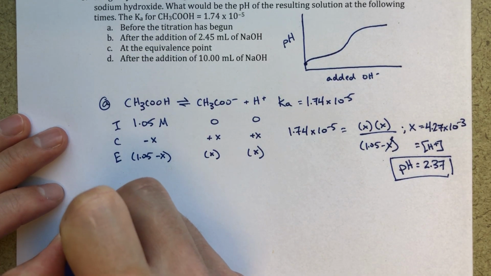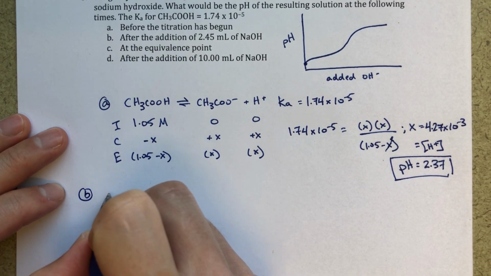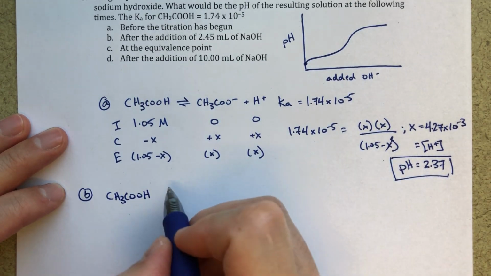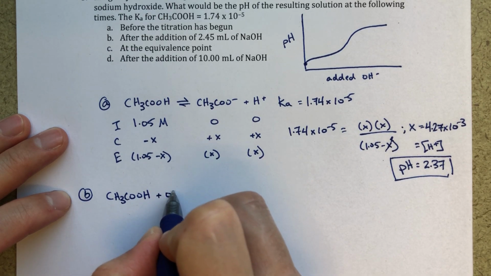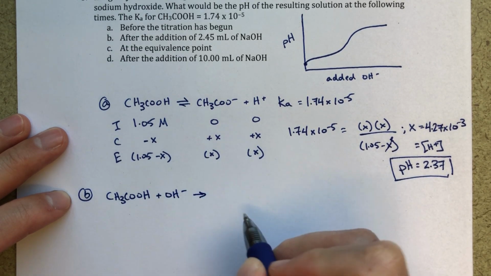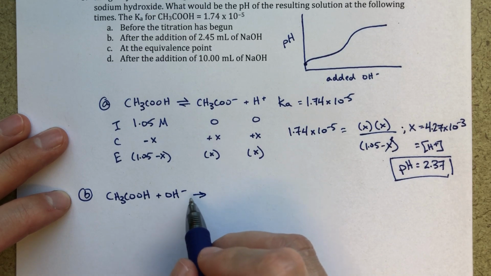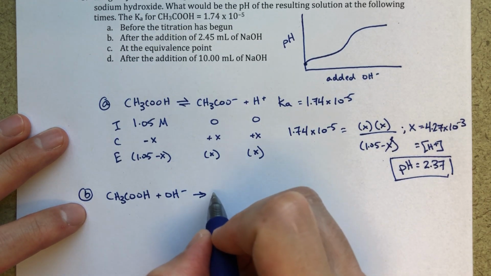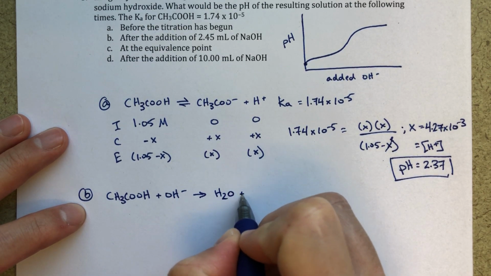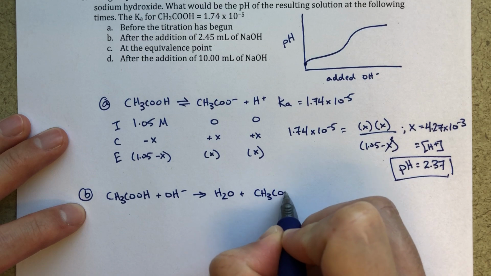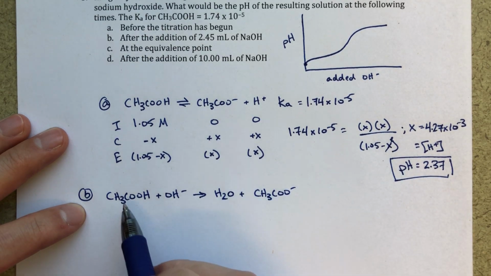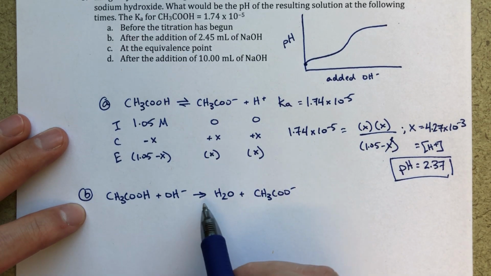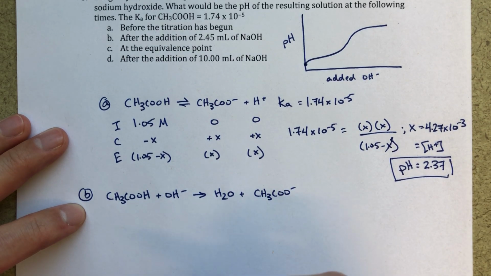So B is the first time we really need to consider a separate reaction first before we deal with an equilibrium. The reaction that's going to be occurring is this neutralization reaction. This is a reaction that goes to completion. Notice I've got a reaction arrow here instead of equilibrium arrows. This is going to neutralize to form water and CH3COO minus, which is the conjugate base of this weak acid. There's no Ka or Kb associated with this reaction because it goes to completion. So we need to know the number of moles, right?